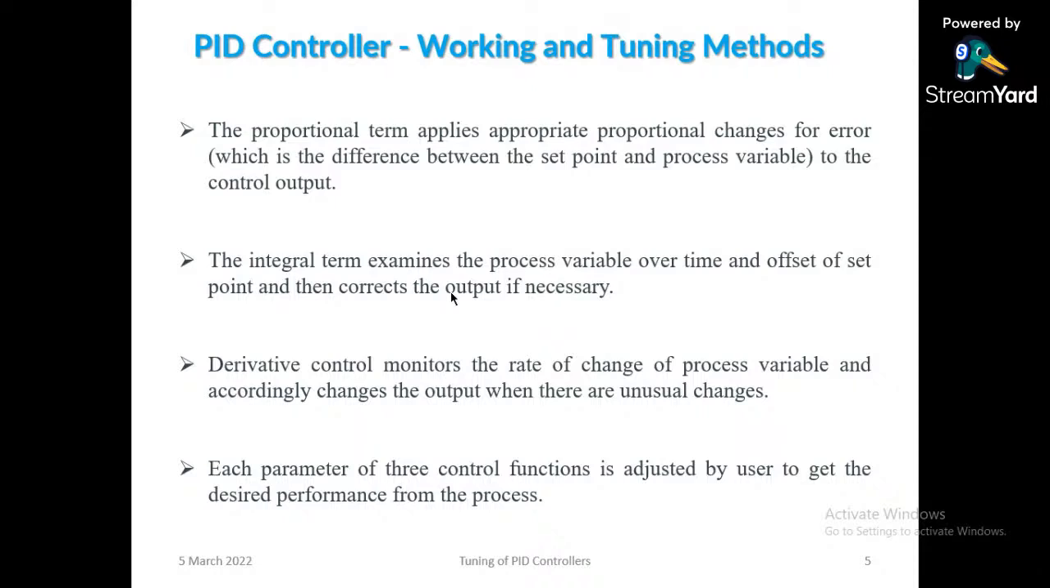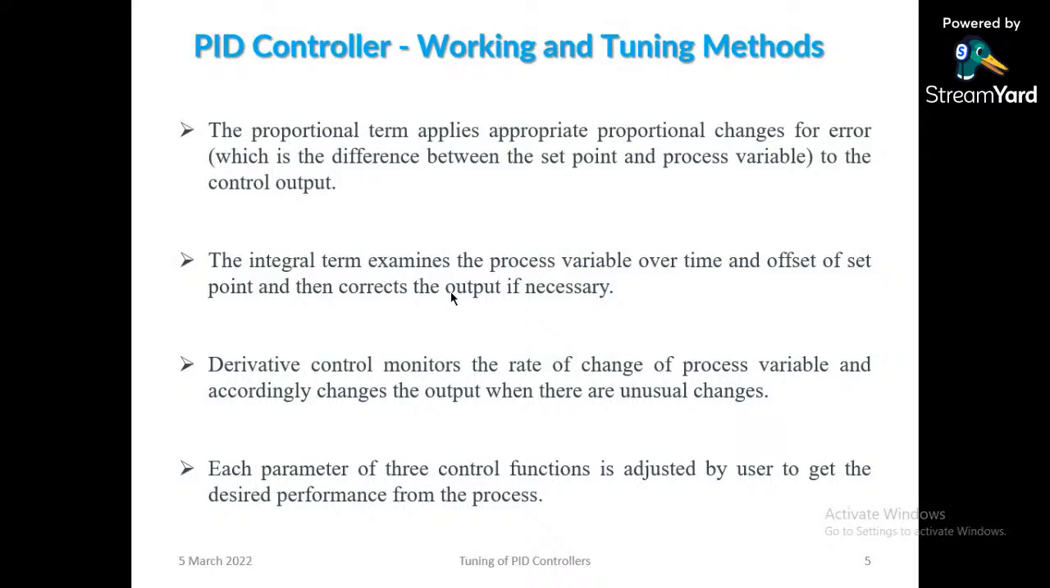You will slowly understand what we mean by PID. The derivative controller will monitor the rate of change, that is d by dt, the rate of change of process variable, and accordingly it will change the output when there are unusual changes. Fine. Now P is done, I is done, D is done. Each parameter of the three PID controllers is adjusted by the user, by the operator, to get the desired performance from the process.